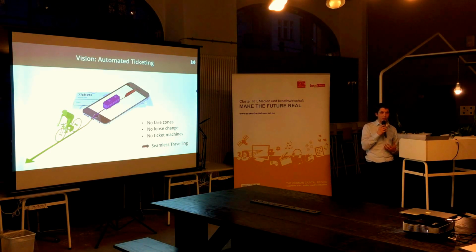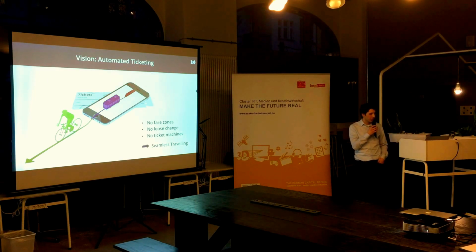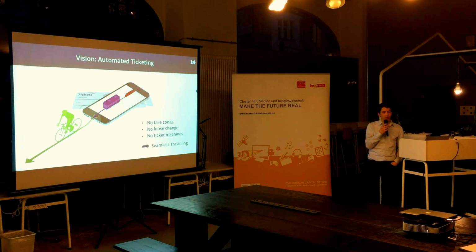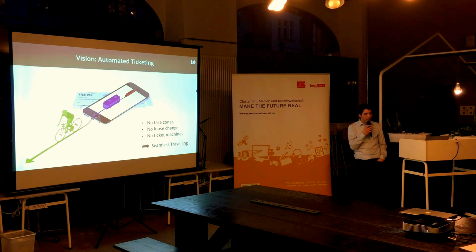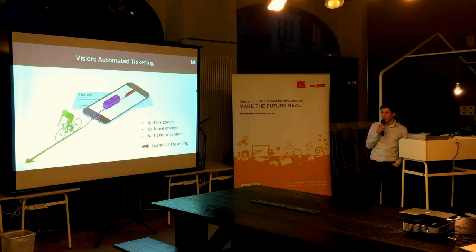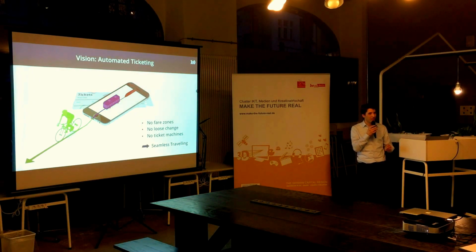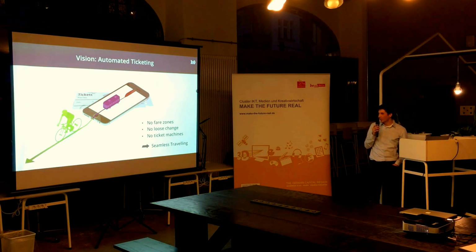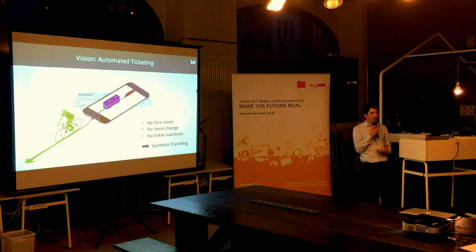So knowing where a person is, we can build an automated ticketing, which means your smartphone is your ticket, and you just use any train, any bus, maybe even any car sharing vehicle. You don't have to think about what fare zone am I in. I don't have to stand in line to buy a ticket at the ticket machine, and I don't have to carry any loose change with me. I simply have my smartphone, and at the end of the day, I get the best price.